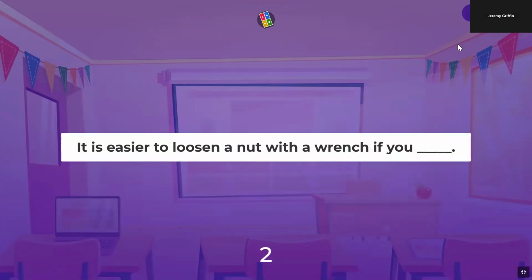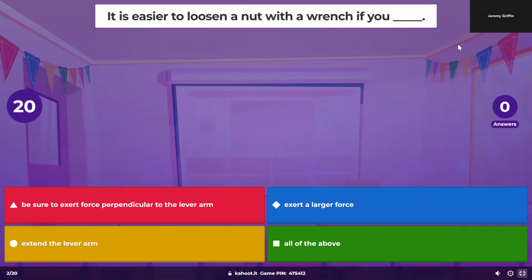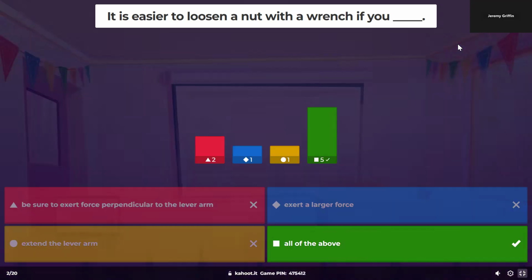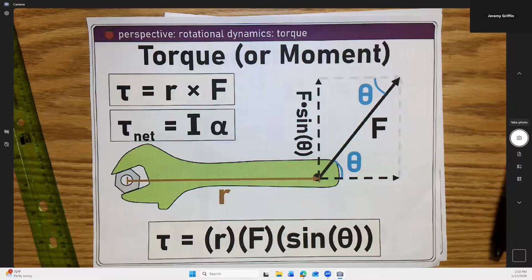It's easier to loosen a nut with a wrench if you what? Push perpendicular, exert a larger force, extend the lever arm, all the above. Yeah, all the above. You can see all three right here.